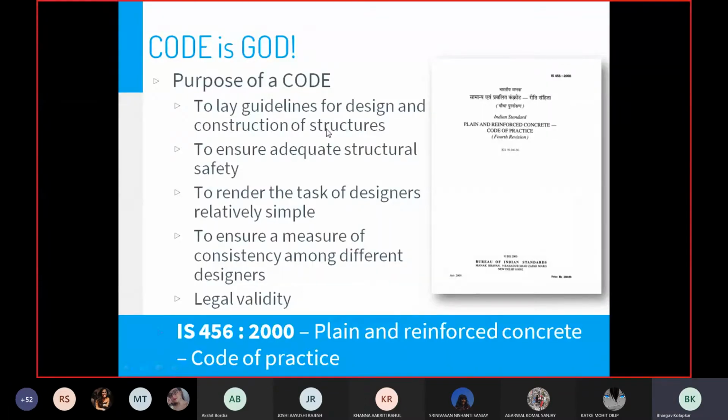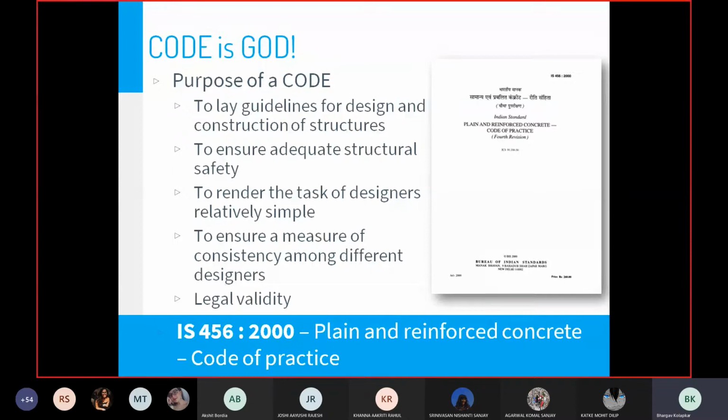Just like we had an IS code, IS 800, for the design of steel structures, similarly we have a code, IS 456-2000, named Plain and Reinforced Concrete Code of Practice. A number that's easy to remember: IS 456.